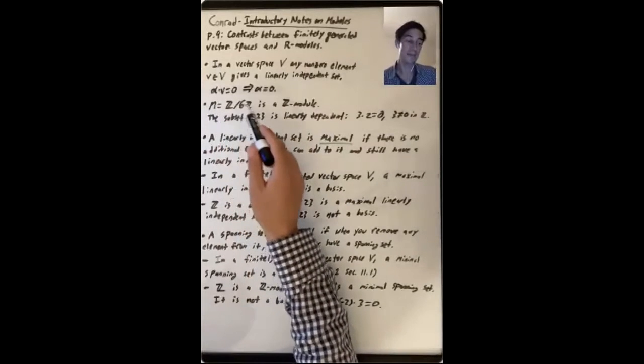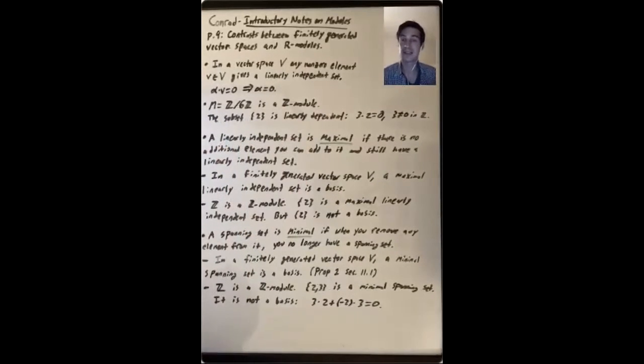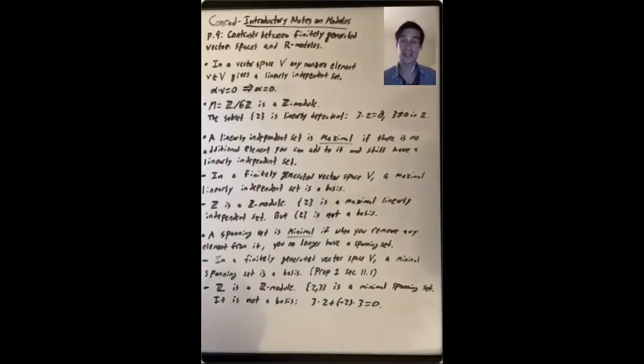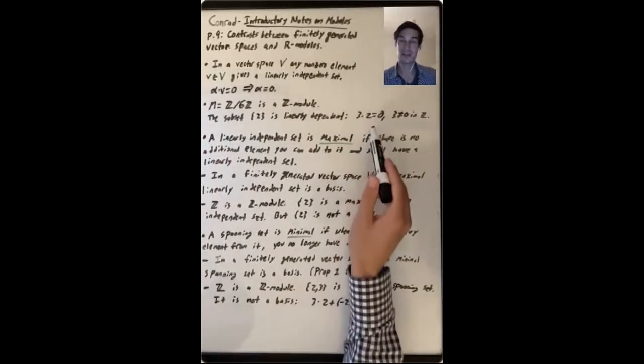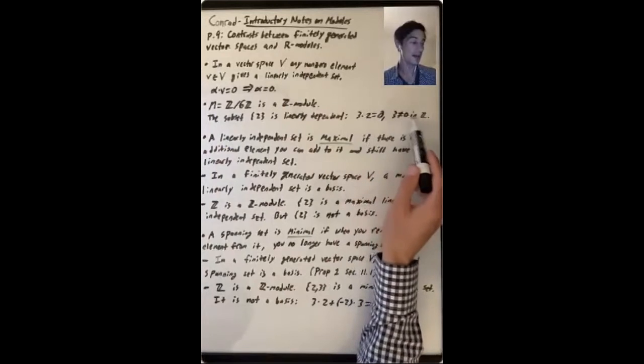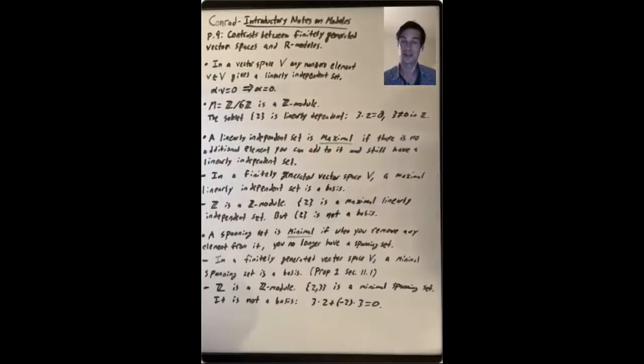So for example, M equals Z mod 6Z. This is a Z module, an abelian group. And the subset {2} is linearly dependent. Why? Because there's a non-trivial linear relation: 3 times 2 equals 0, and 3 is not equal to 0 in the integers.